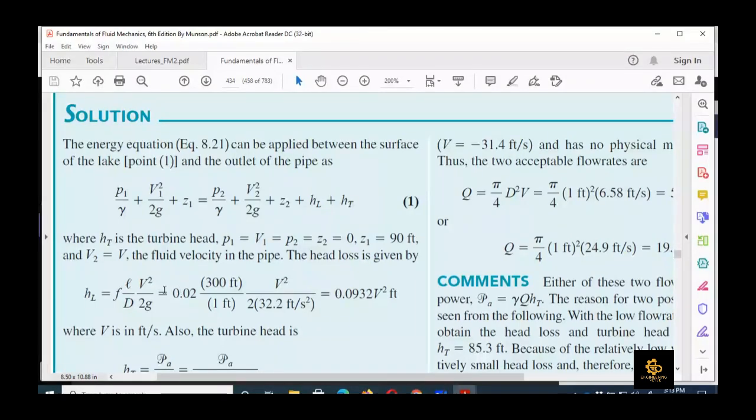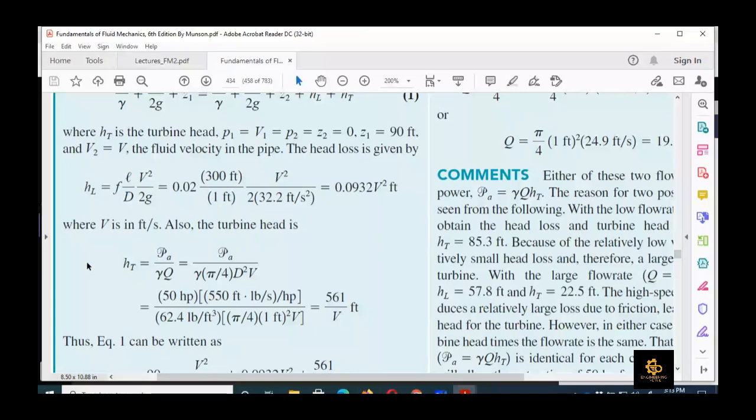So we are going to calculate in terms of velocity, and then for the next part we have the turbine power relation, in terms of turbine head, power, and volume flow rate, as I have shown you on the lecture slide. That is equal to power divided by gamma, which is the specific weight, times Q, which is the volumetric flow rate.